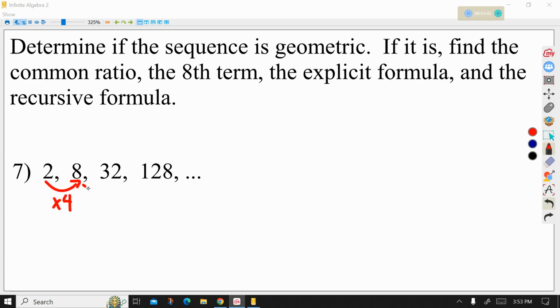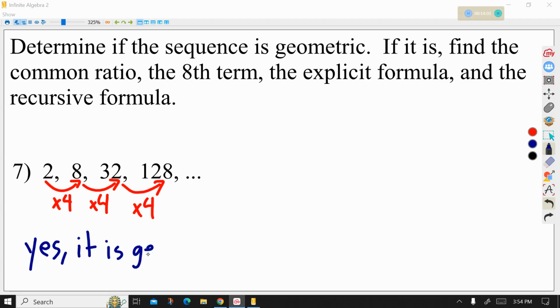So right now I want to check 4 immediately, right? Does 4 work? Hey, 4 times 8 is 32. All right, does 4 times 32 equal 128? And it is. So that's true. So not only do we have a common ratio, but we know this is a geometric sequence now, right? So we got that first one done. Yes, it is geometric. Okay, so that part is done.